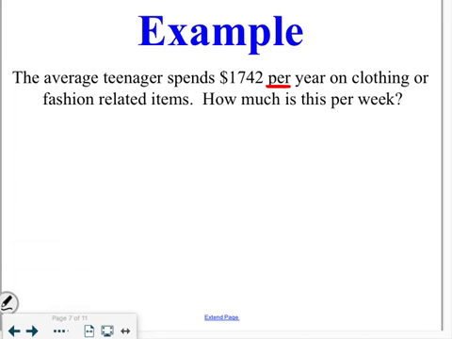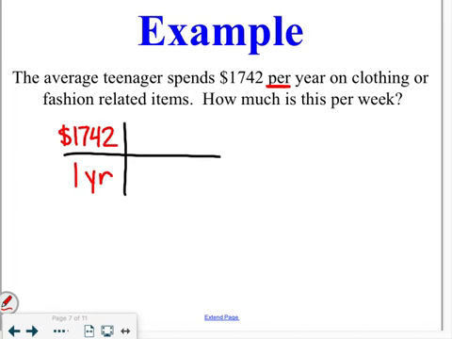So, we've got it set up, and we've got our starting values of $1,742 per 1 year. So now we have a value on the top and we have a value on the bottom. It's asking us to figure out how much this is spending per week. So our dollars are not going to be changed, but we're trying to convert years into weeks. If you look back at the chart, it says that 1 year is equal to 52 weeks.